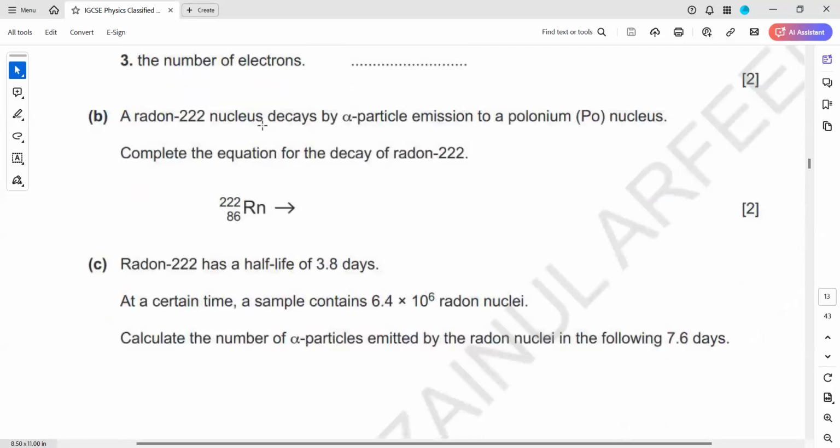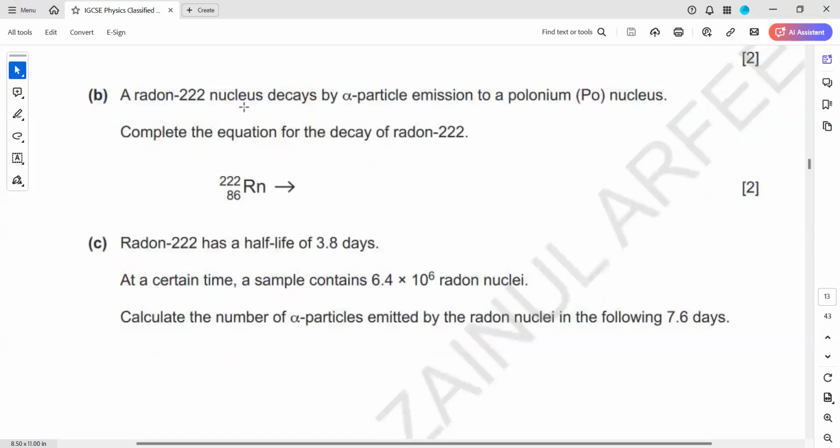Radioactive means the substance which is unstable. Radioactivity means the process of emitting out radiations. Radon 222 emits alpha, so it will be 2. So it emits out alpha. Here, it turns into polonium. So what should be the number at the top?